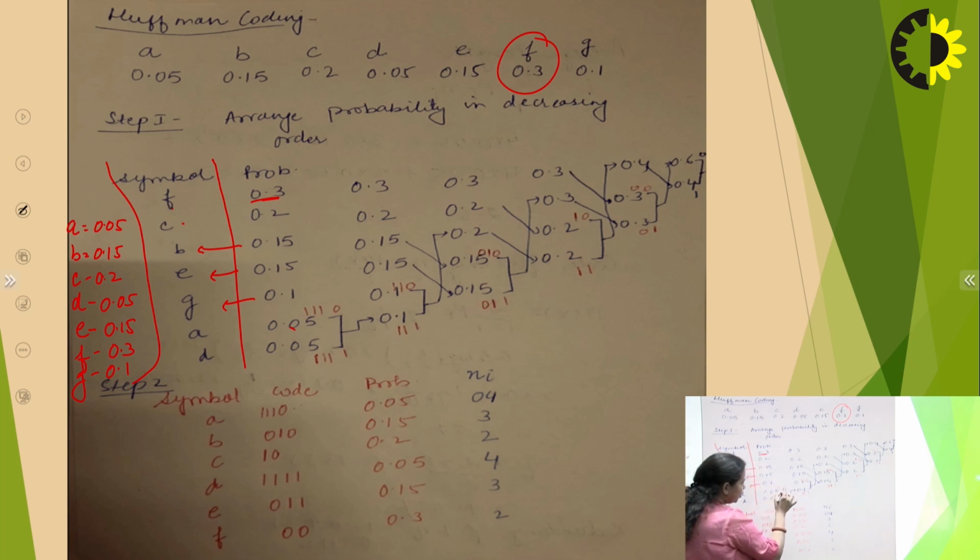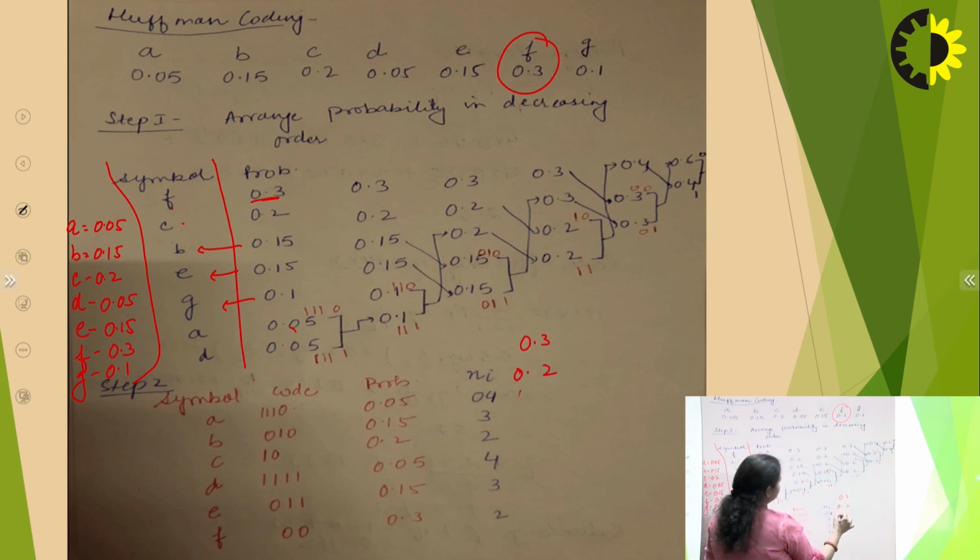Now the next step: you are going to add from the last probabilities. The last probabilities are 0.05 and 0.05, so you are going to add them. I am writing that here, so that I will do.